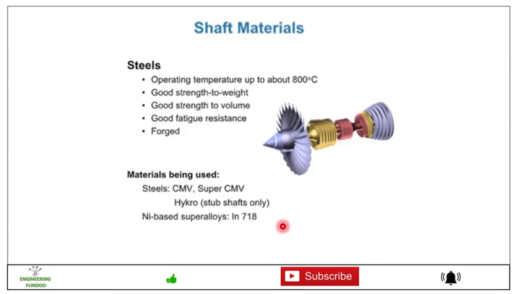Then we have shaft material. Here steels are used. Operating temperature up to about 800 degrees centigrade is required. Good strength to weight ratio is required, good strength to volume and good fatigue resistance, and it is forged. The materials are steels, CMV, super CMV, Hicro, and nickel based super alloy IN 718.